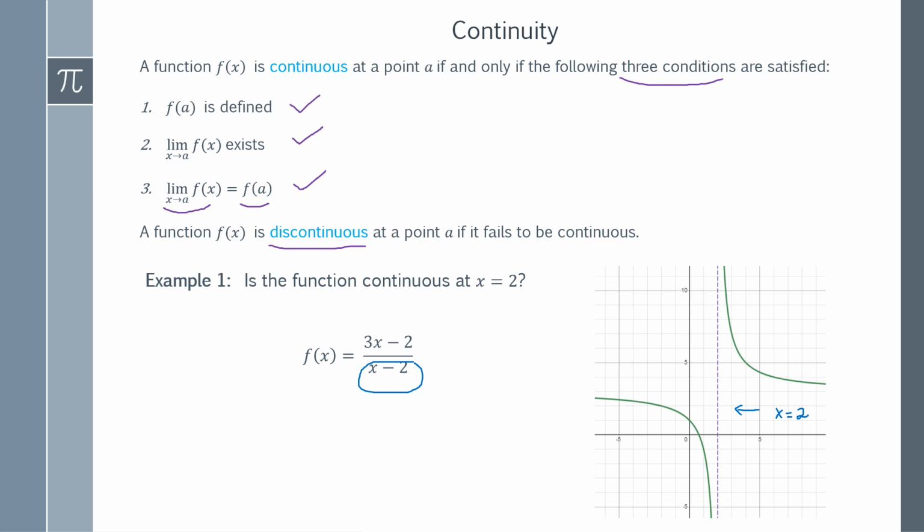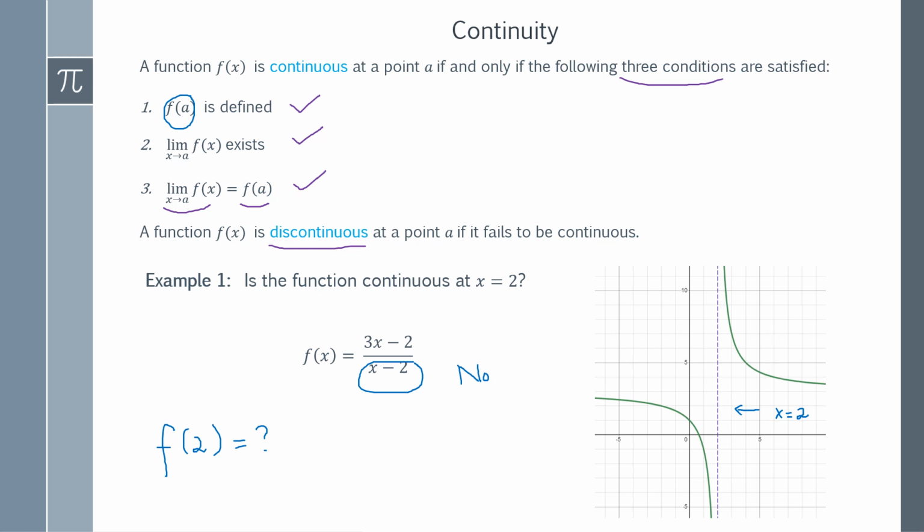Okay, so which of the conditions is not satisfied? Well, we always start with the first one. Is f of 2 even defined, right? So is f of 2 defined? You can pose this question right here. F of 2, does that even exist? Okay, and the answer is no. Okay, x equal to 2 is not in the domain of this function. So the first condition is not satisfied. We do not need to check the other conditions.